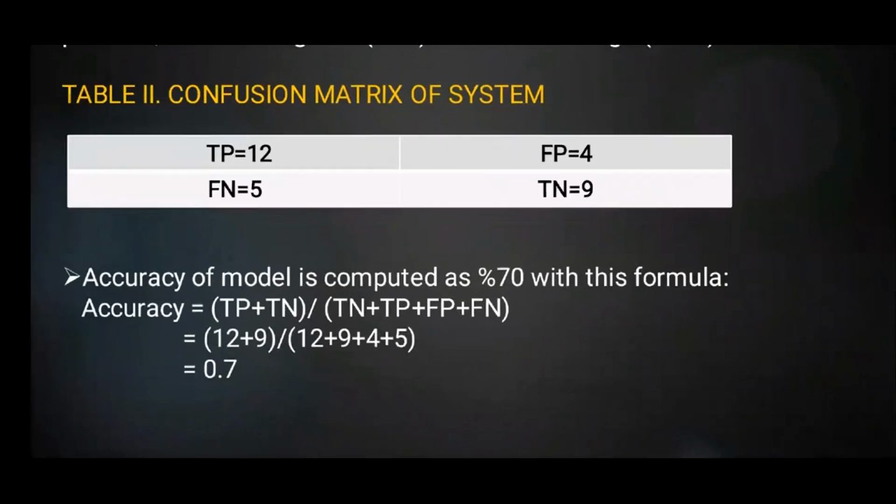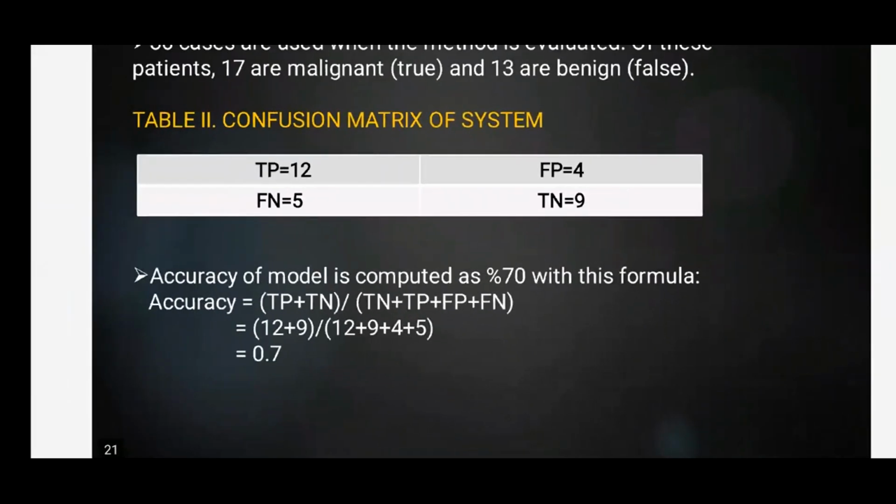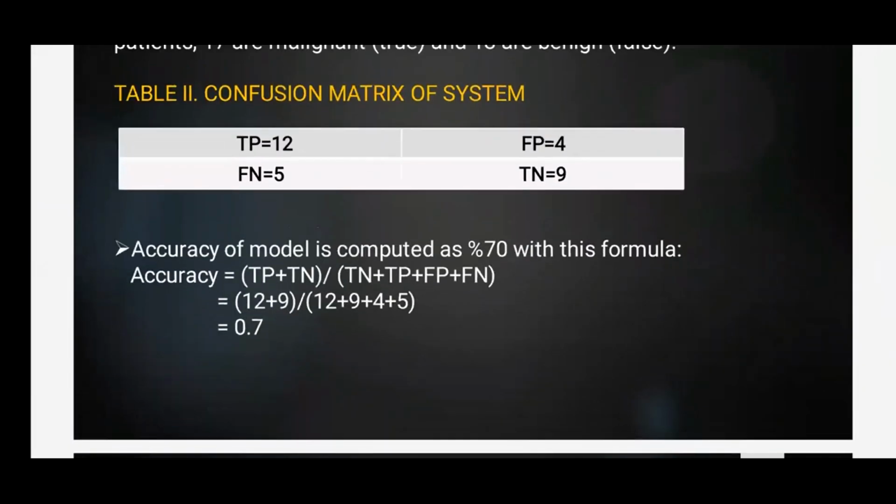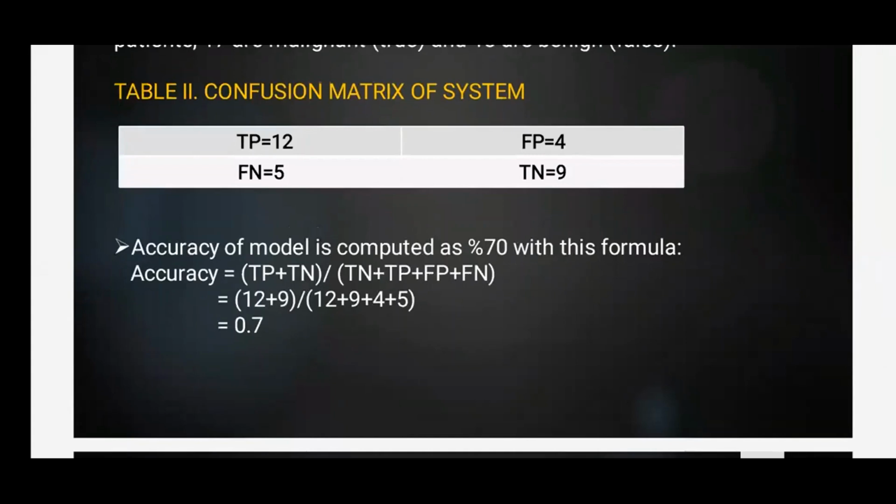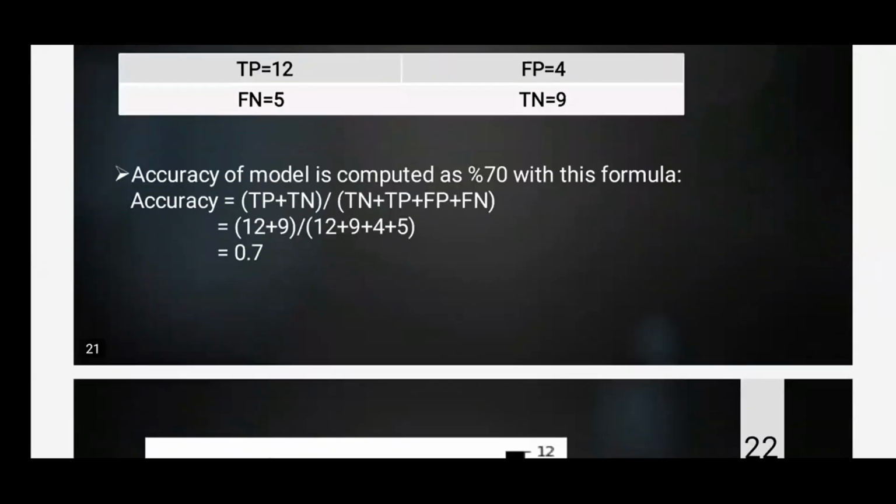This is an example of calculating the accuracy of the experiment. If TP is 12, FN is 5, FP is 4, and TN is 9, the accuracy of the project is 70%.